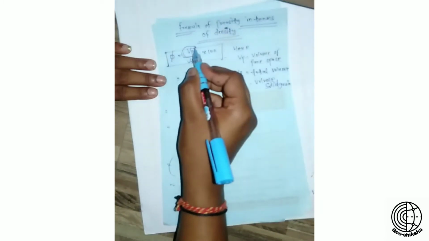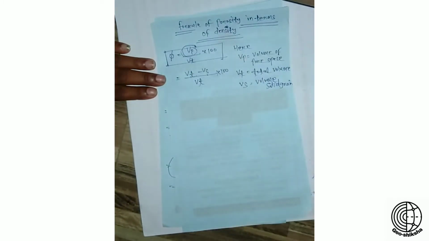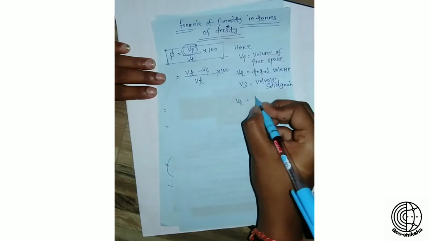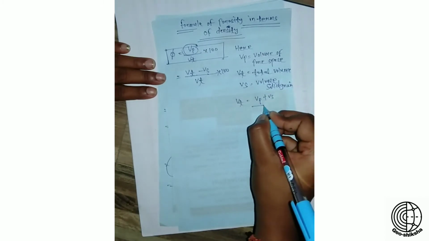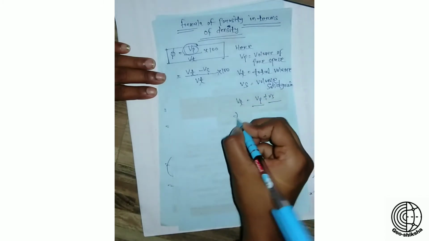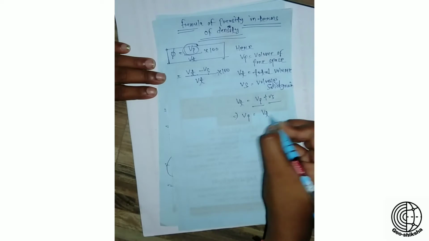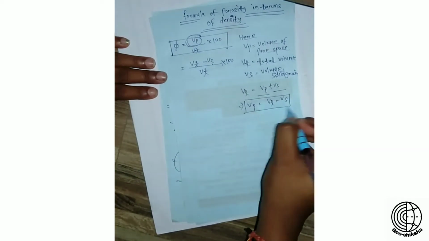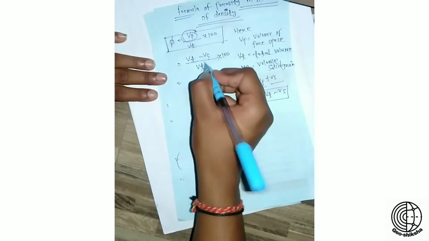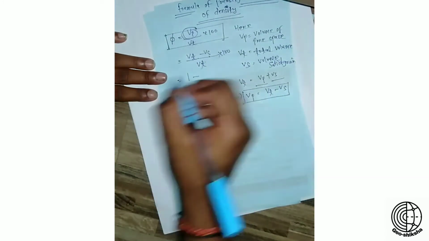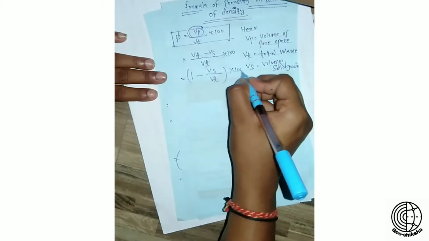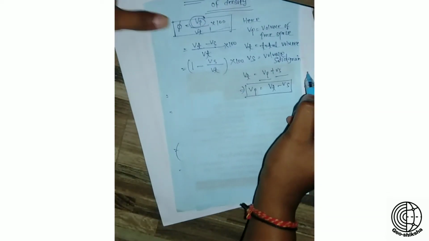I can write in the place of Vp, Vt minus Vs. Vt is the total volume and Vs is the volume of solid grain, because we know that total volume is equal to Vp plus Vs, where Vp is the volume of pore space and Vs is the solid grain. From this, Vp is equal to Vt minus Vs. So in the place of Vp I wrote Vt minus Vs, right? Then Vt by Vt is 1, so I can write 1 minus Vs by Vt, into 100. This is one type of formula derived from this.